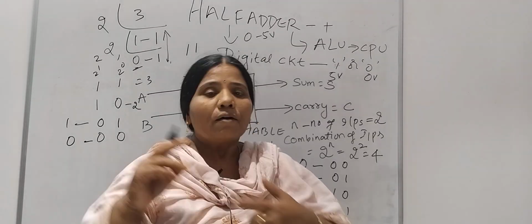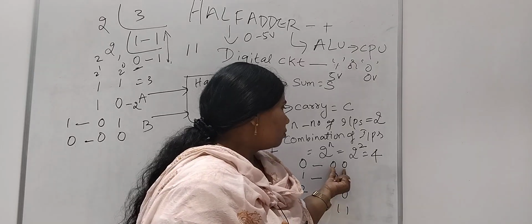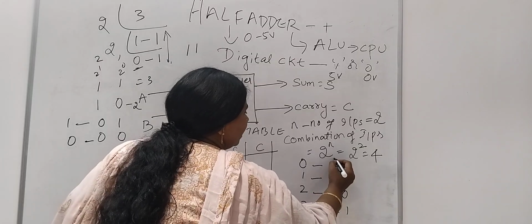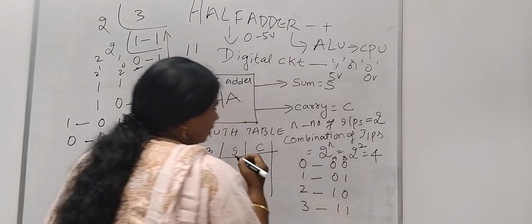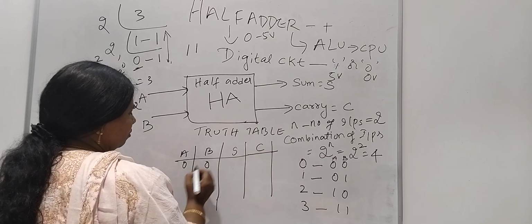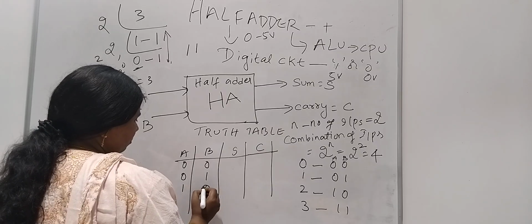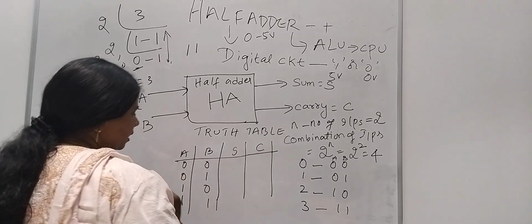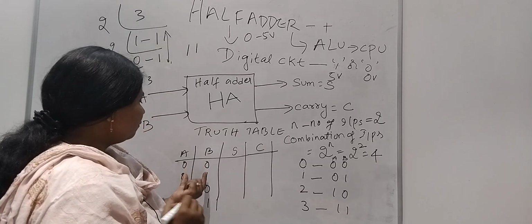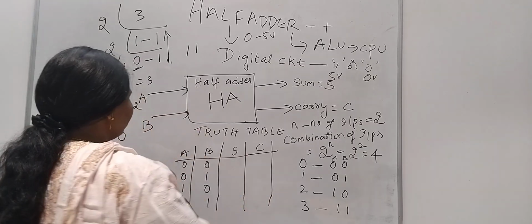What is a bit? 1 or 0, which we take, is said to be the bit. Here, this represents A and this represents B. I am taking the first combination as A 0, B also 0. Next A 0, B 1. Next A 1, B 0. Next A 1, B 1. Isn't it? 0, 1, 2, 3, four combinations.